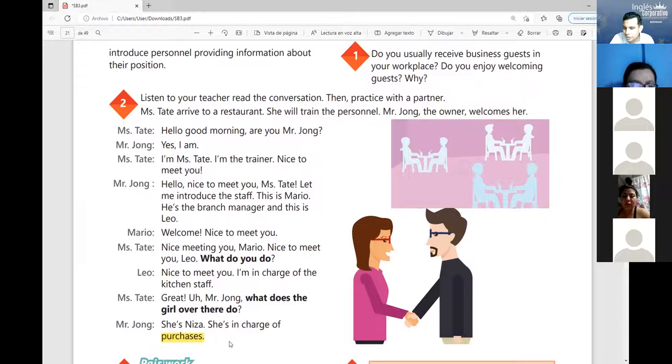¿Otra palabra? Another word. Training. Trainer. Veamos, ¿dónde está? The trainer. Sí. Como el capacitador, el entrenador, alguien que, por ejemplo, le da las instrucciones al personal nuevo, trainer. Staff es como las personas. Exacto, el staff, el grupo de personas que colaboran en ya sea en X labor, el staff.